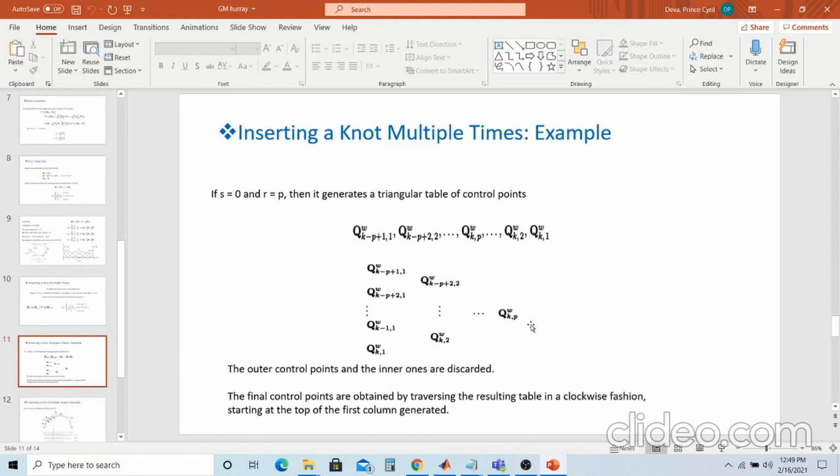Here we see an example of inserting a knot multiple times. Here, if we set the multiplicity s equal to 0 and r equal to p times, then we can generate a triangular set of control points. The outer control points and the inner control points are discarded. The final control points are obtained by traversing the resulting table in a clockwise fashion, starting at the top of the first column generated.